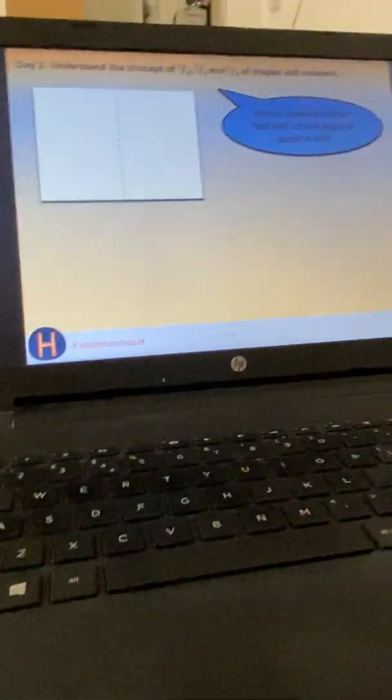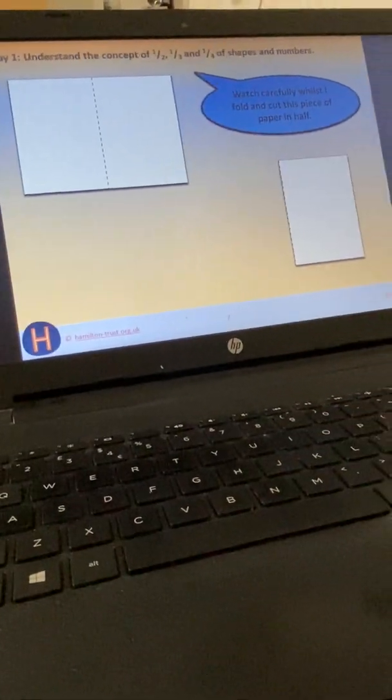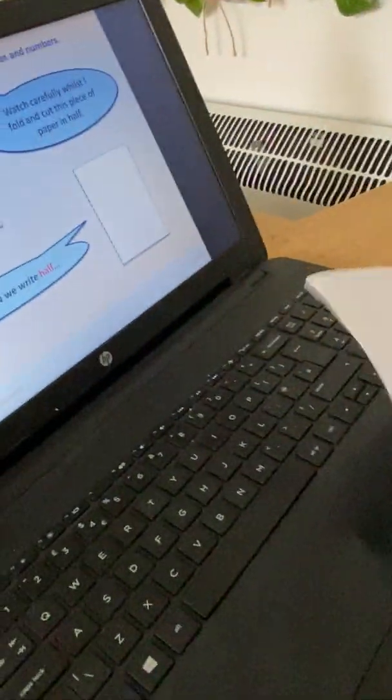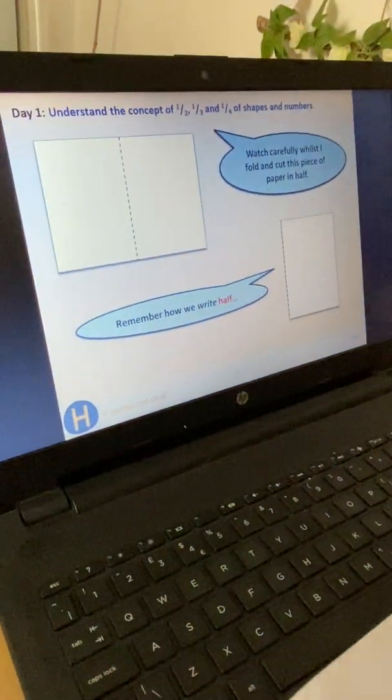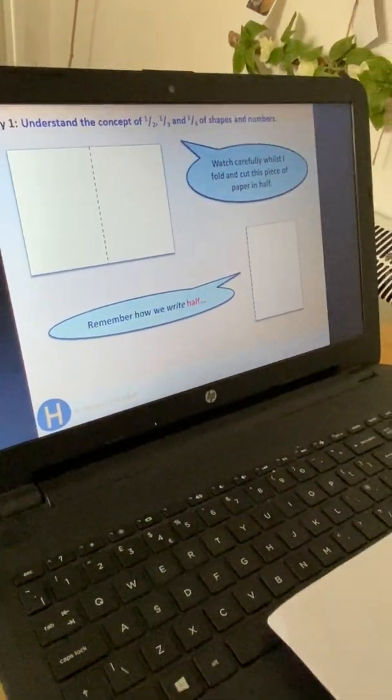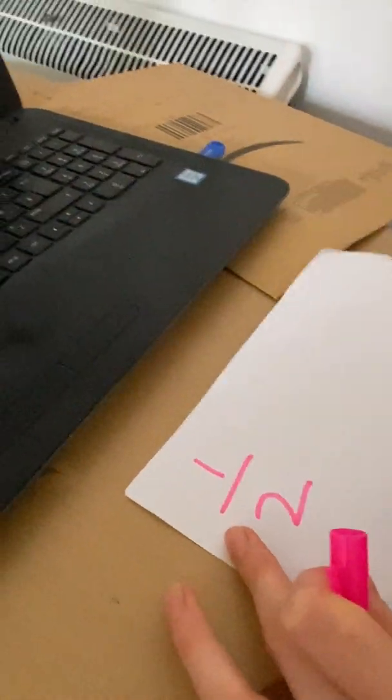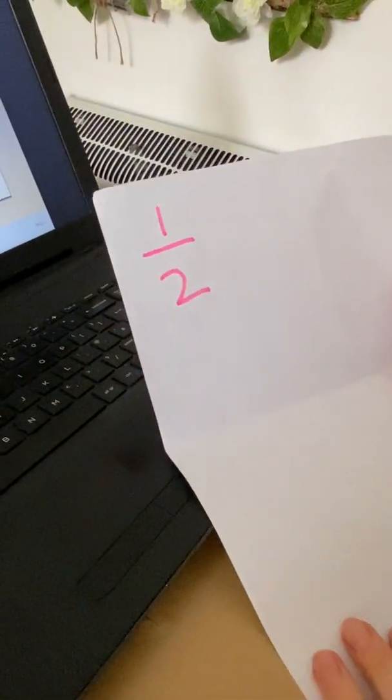Use your thumb and finger to do that. Open it up. Can you see my crease? You should have a half. Yes? Okay. Now, if I was to get some scissors with an adult and cut down here, I'd have half. Yep. Remember how we write a half? We write it with a 1/2, like this. Yes? 1/2, because I've got one piece of paper and I've split it into 2 parts, okay?